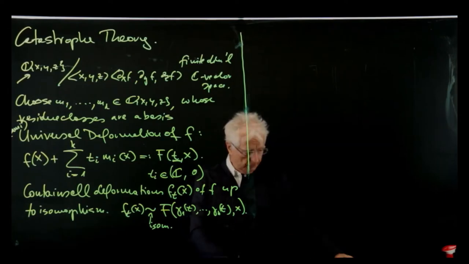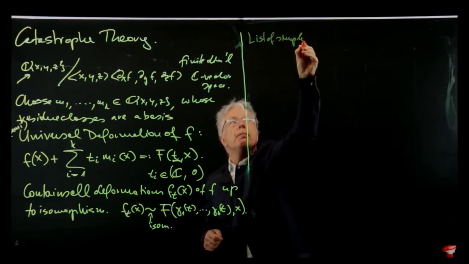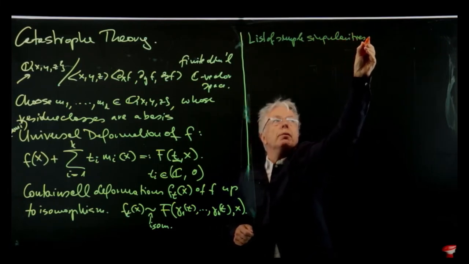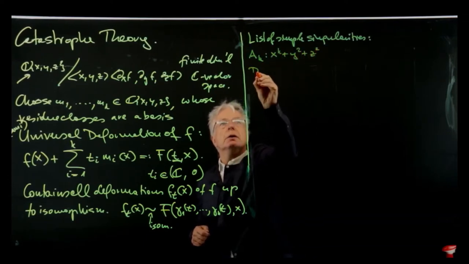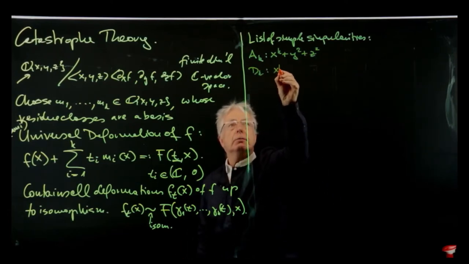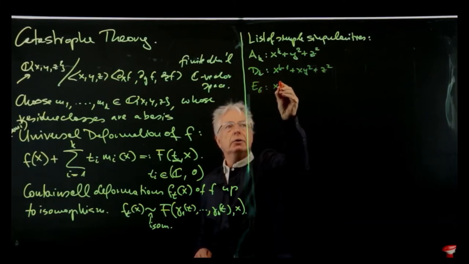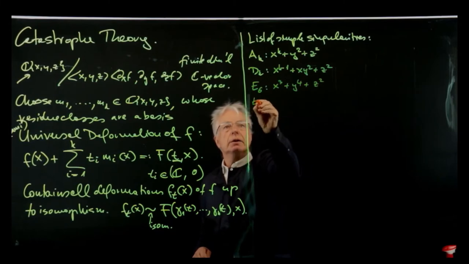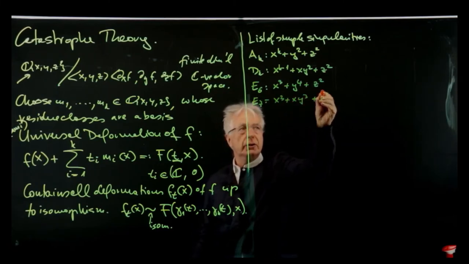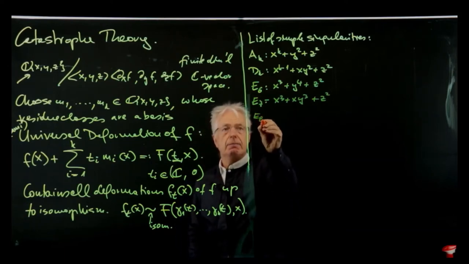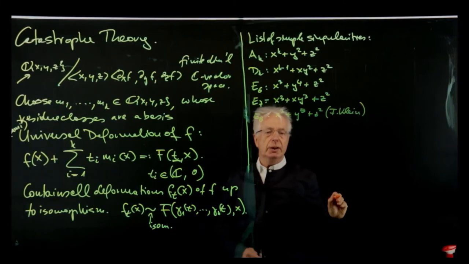So let me recall the list of simple singularities. We had A_k given by x to the k plus y square plus z square, D_k, I never remember, x^(k-1) plus x y square plus z square, E6 x cubed plus y^4 plus z square, E7 was defined by x cubed plus x y cubed plus z square. The z square is kind of a dummy parameter. And E8 was x^3 plus y^5. So this is a very famous singularity which was studied a lot by Felix Klein.